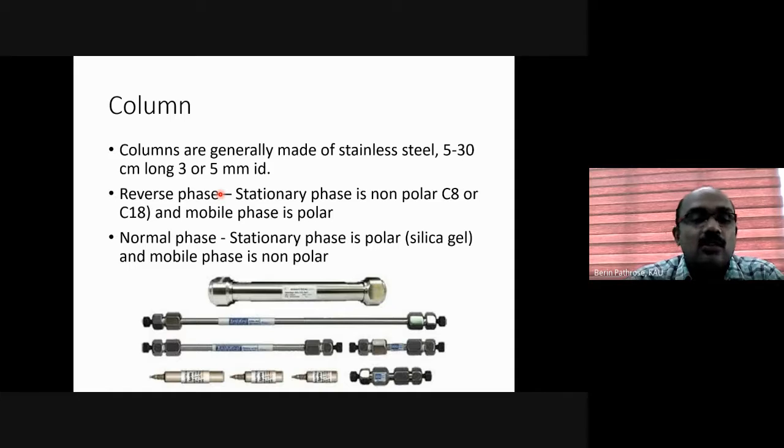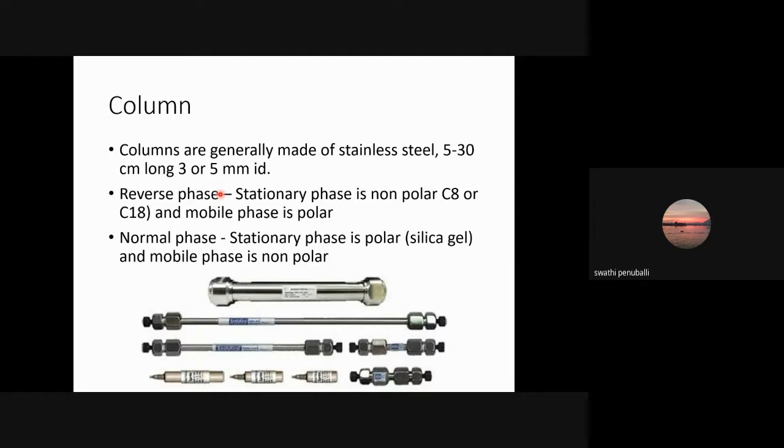Clear regarding the column? Yes, sir. Yes. Okay.